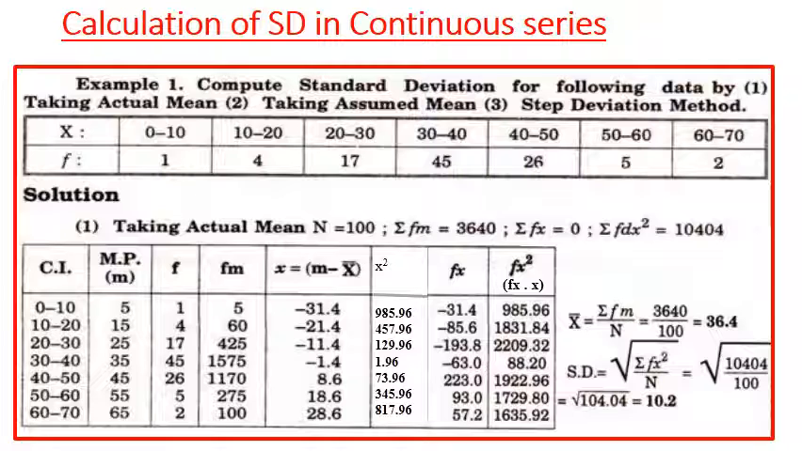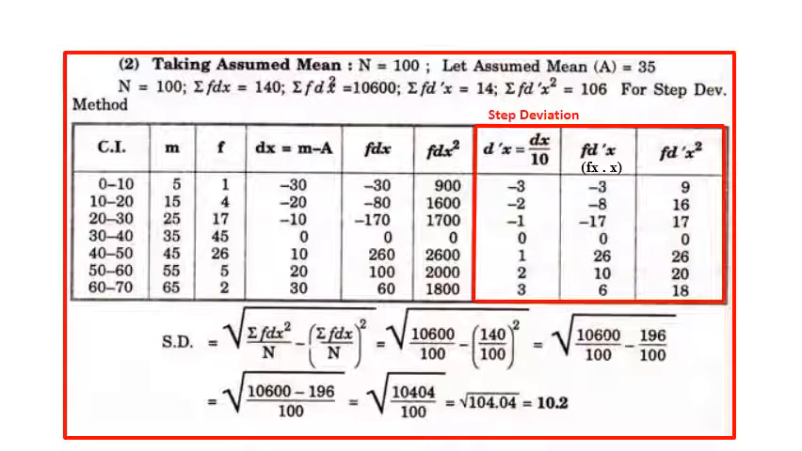So here we can calculate SD is equal to under root of summation of fx square divided by n, where x is the deviation, the square of the deviations, which in the earlier question you took as dx, but you should know this is the deviation from the mean. So under root of 10404 divided by 100, that is 104.04, and the standard deviation is 10.2. This is how we solve this question by the actual mean method. Now let us solve this question by the assumed mean method.